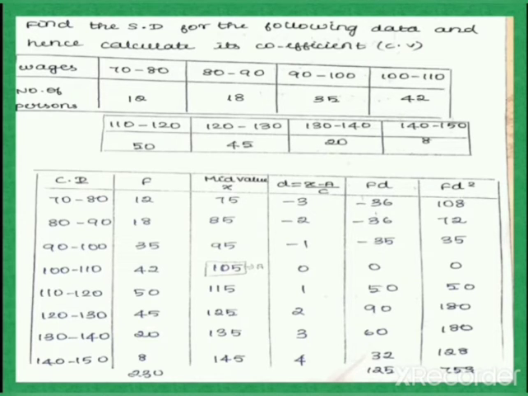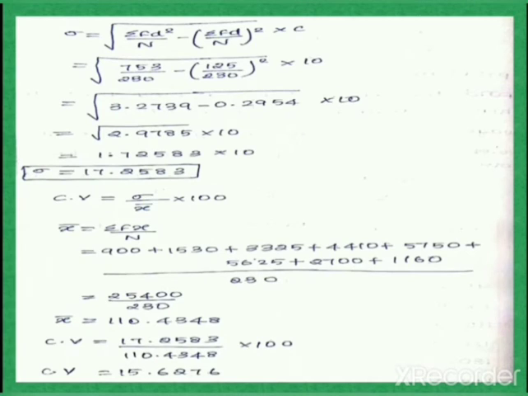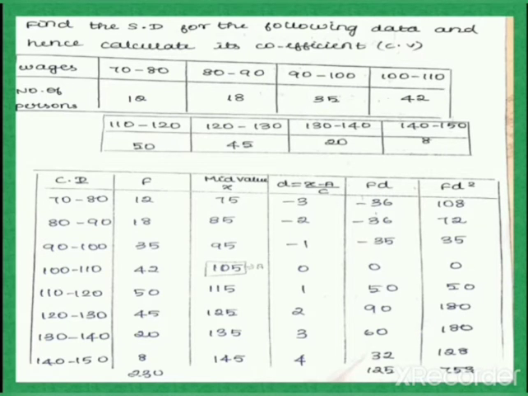So here we use the continuous data formula for deviation method, which is sigma is equal to root of summation fd square divided by n minus summation fd by n the whole square into c. So let us solve this problem. The first column is class interval, the second column is frequency, and in the third column we have to find the mid value x by using our class interval.